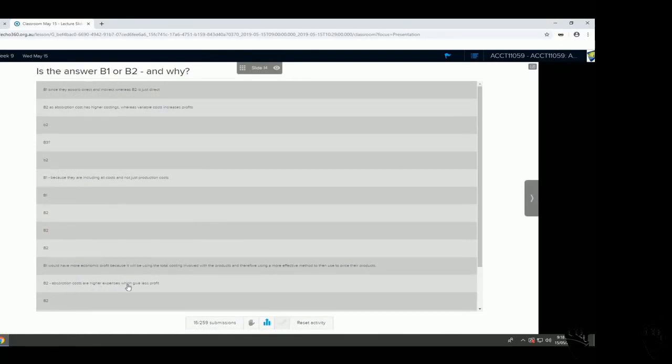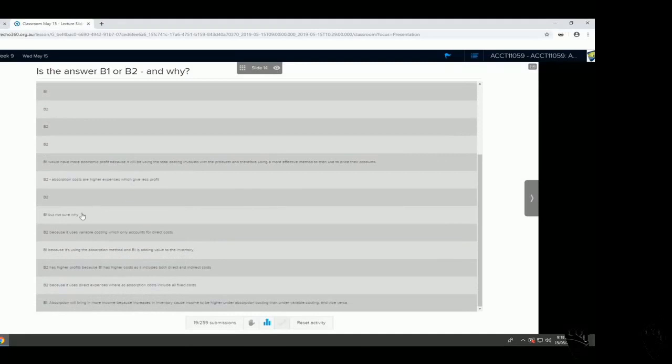B2, absorption costs are higher expenses which give less profit. B1 would have more economic profit because it would be using the total costs involved with the products and therefore using a more effective method than to use the price of their product. B1 because they're using all costs. B2 as absorption cost has higher costings. B1 but not sure why. B2 because it uses variable costing which only accounts for direct costs.